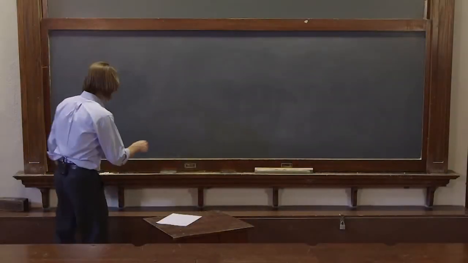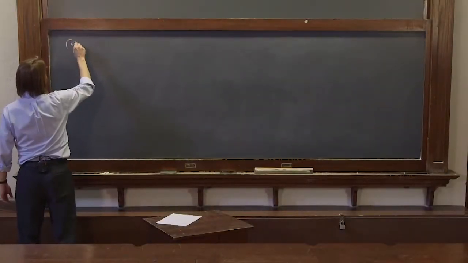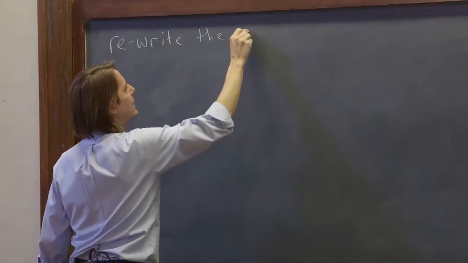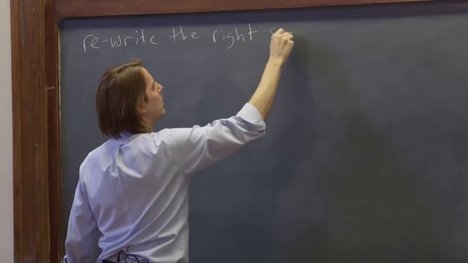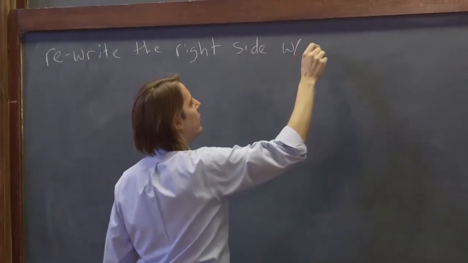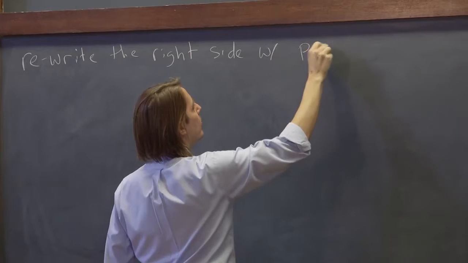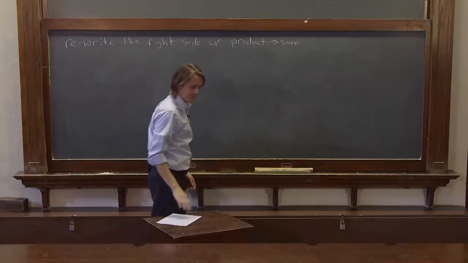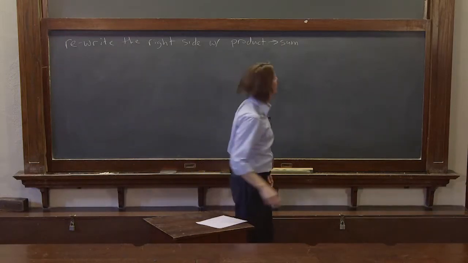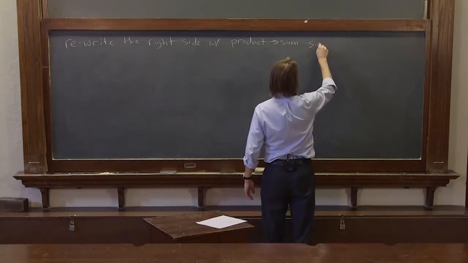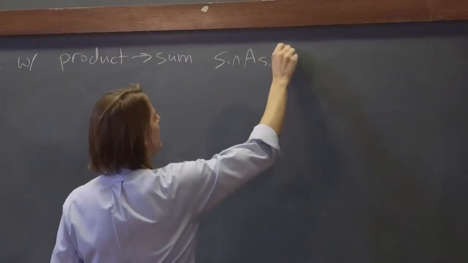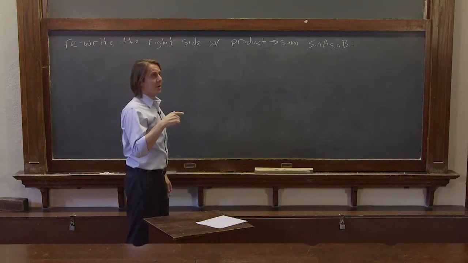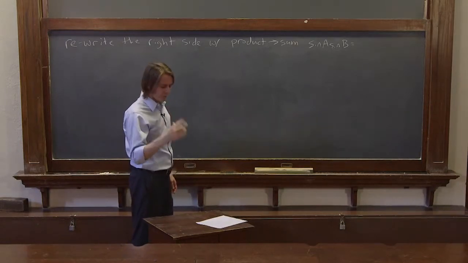To move us along, let's now rewrite the right side with, in this case, a product of sum. The specific product of sum we're going to use this time is the product of two sines: sine A, sine B, because it was sine n pi over L x, sine n star pi over L x. Those are the two sines that we have.